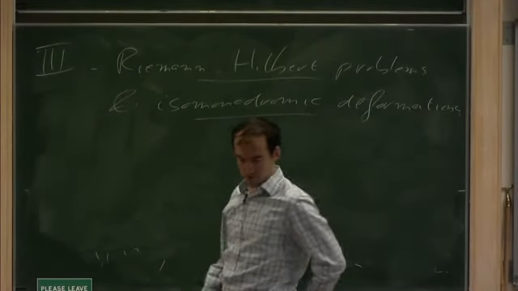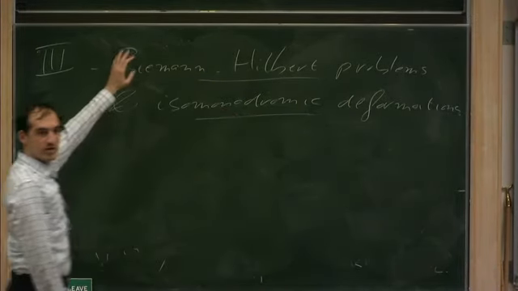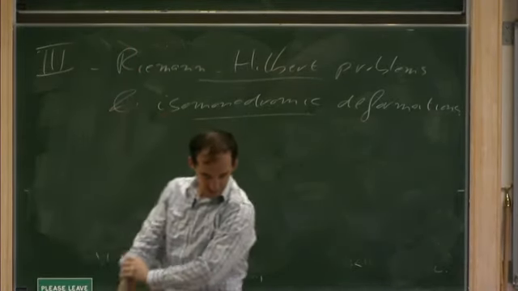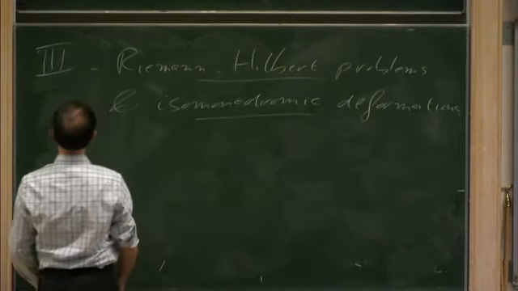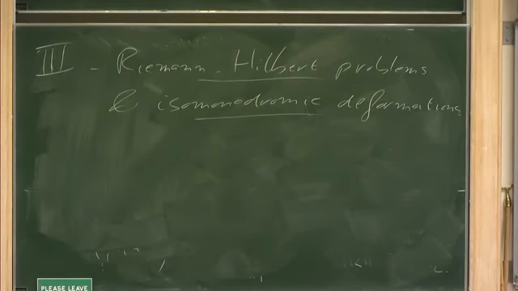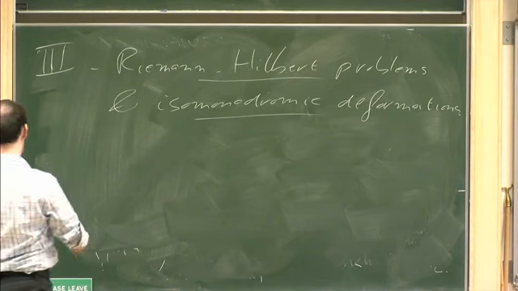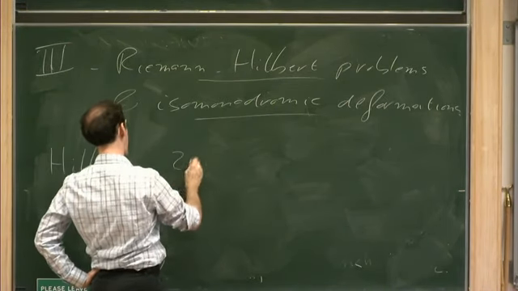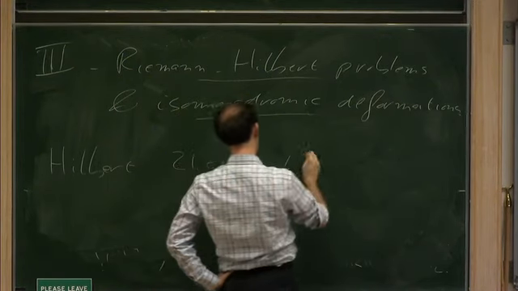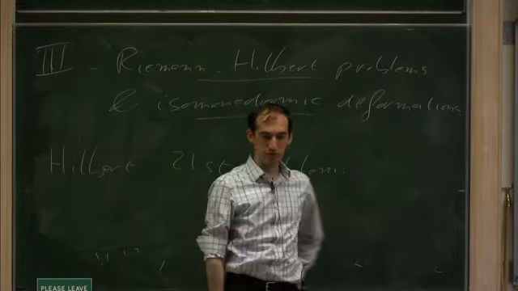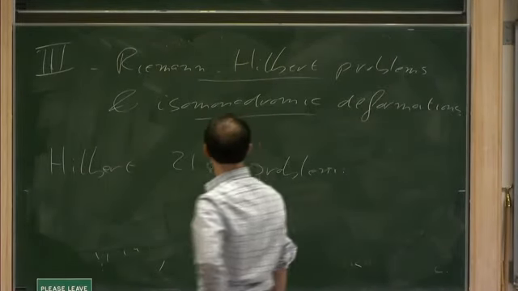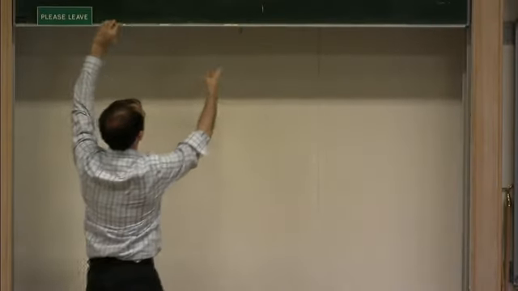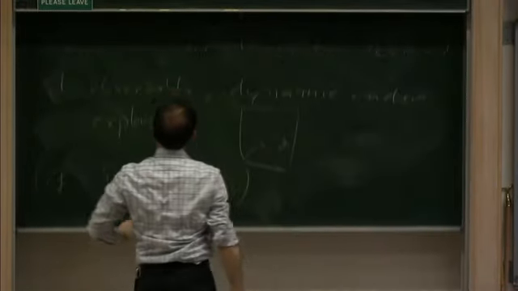So going back to Riemann. Riemann was Hilbert's student, and that was his thesis. Riemann-Hilbert problems. So I'm going to maybe remind you of one of Hilbert's problems, which is, I think, the 21st, which has to do with monodromy representations. So it goes like this.